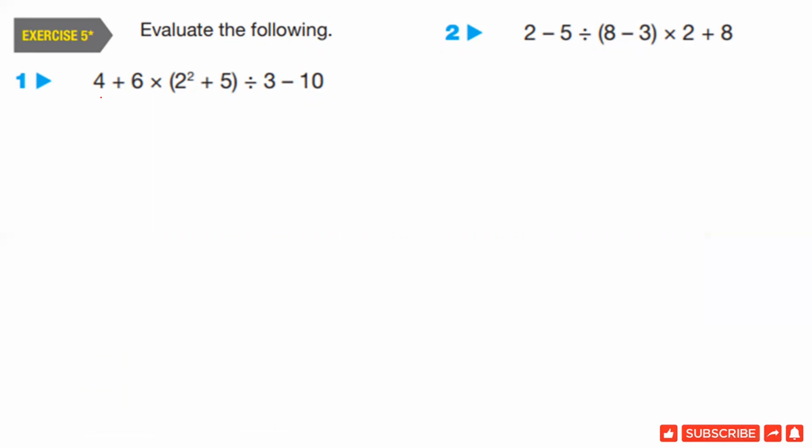In question 1: 4 plus 6 times bracket start 2 power 2 plus 5, bracket close, divided by 3, minus 10. So many operations are all together in one numerical expression. First of all, according to BIDMAS, we start with brackets. Whatever we are not solving, we write as it is in the second step. So here, 4 plus 6 times.